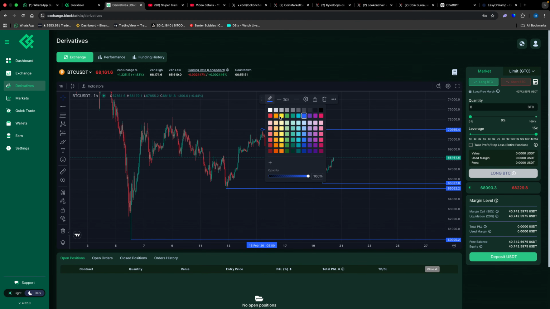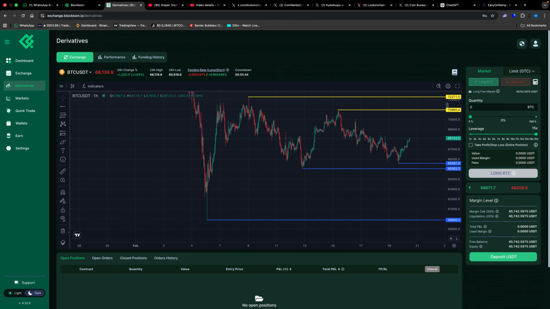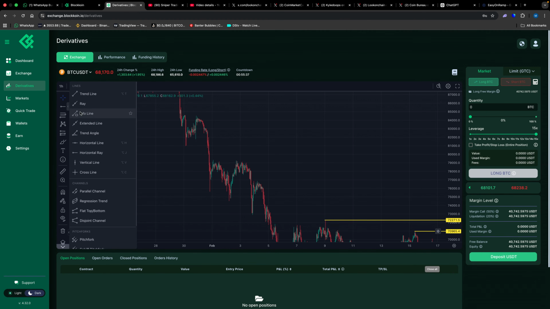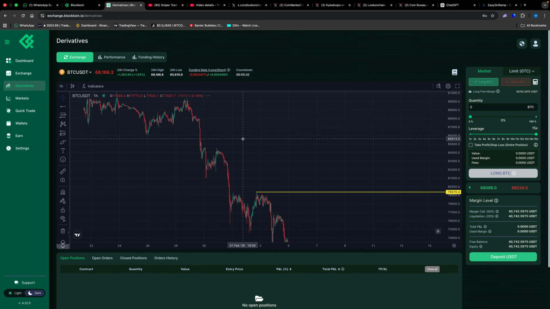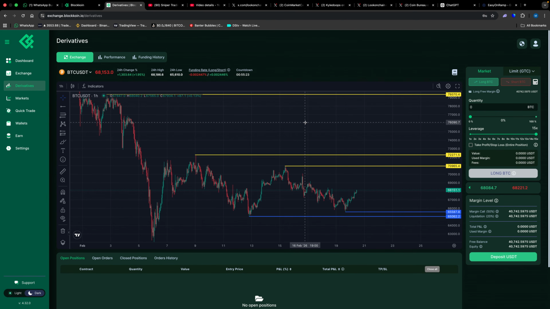I'll just use a different color for the resistance levels. So just looking at this part of the chart, these are your 2 resistance levels. If you go up, you'll have another one over here. I wouldn't necessarily count this one, but you would have another one over here. So you basically find your resistance at swing highs and you find your support at swing lows.